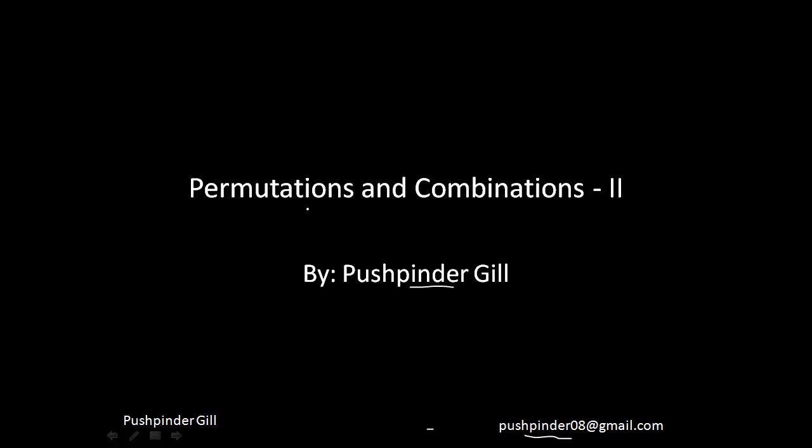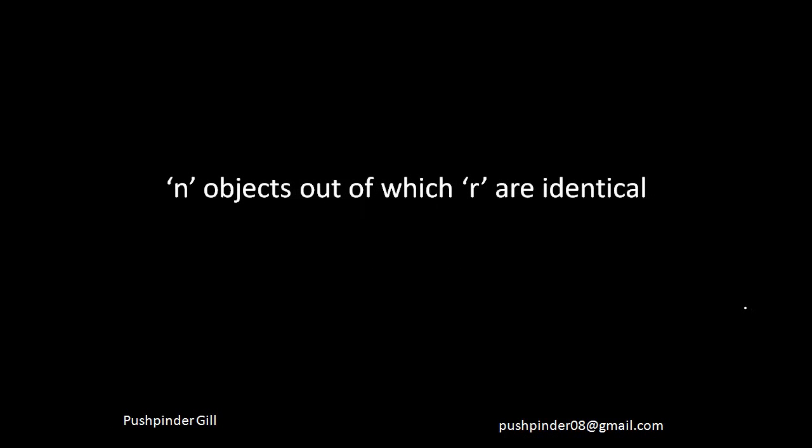So today we are going to do the second video on permutations and combinations. If you watched the first video, you understood that n things can be arranged in n factorial ways. We are going to build on that point in this video. So if there are n objects and you want to arrange them, the answer is n factorial.